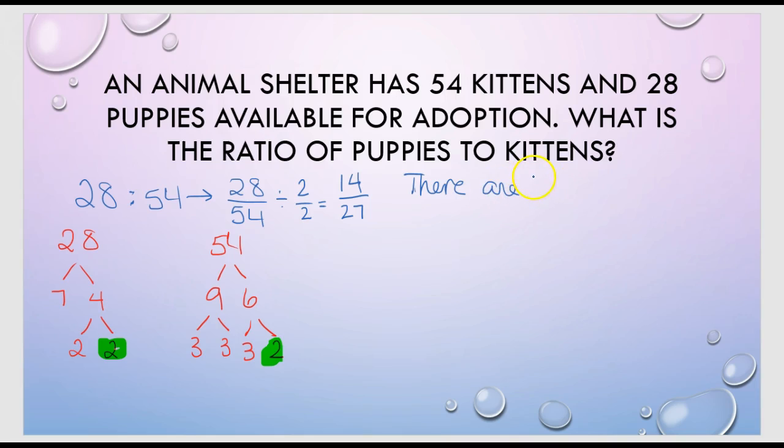are 14 puppies for every 27 kittens. Now remember, we follow the same order. So our order in our original problem was puppies to kittens, okay? So the order that we put in our answer is still going to be puppies to kittens. Cool. Let's try another one.